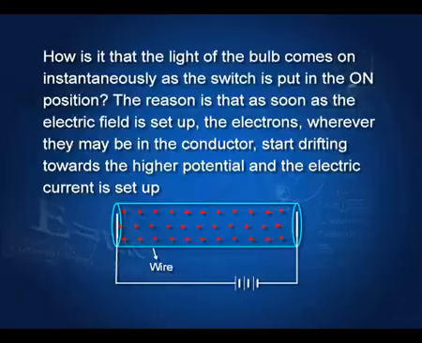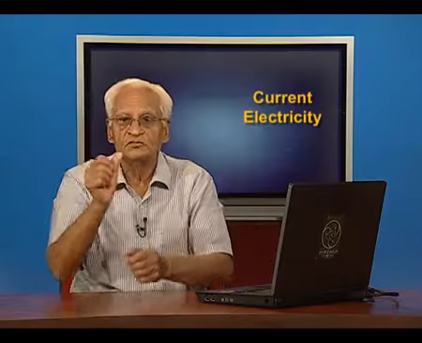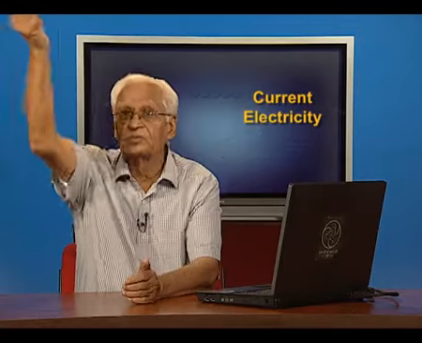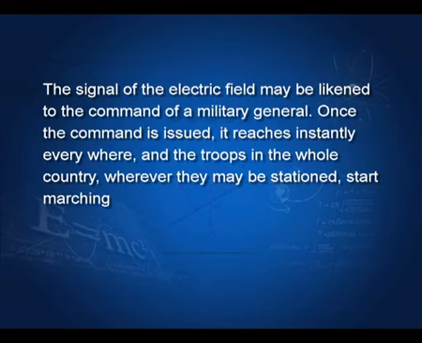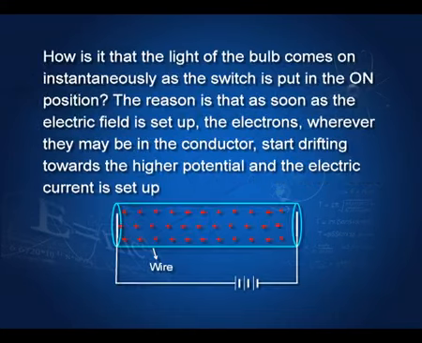How is it that the light of the bulb comes on instantaneously? This is the question we often debate. As soon as we put the switch in the on position, the bulb glows immediately. How does this happen? Let us see. The signal of the electric field may be likened to the command of a military general. You see, let me go back a little. As soon as the potential difference or electric field is established, all these electrons are ordered. Who orders them? The electric field. The signal travels with almost the velocity of light, and each electron now starts moving.